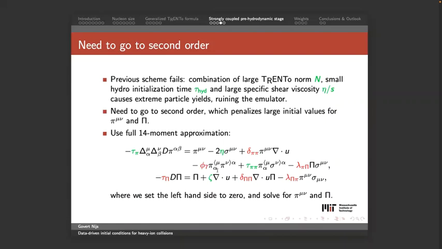Let me understand what you're doing. So what you showed before, which you said fails, is setting the left side to 0 and ignoring all terms except the first two. Exactly. So it means what you are telling us is that the cure is the other second order dissipative effects. Yeah. You have to include those.